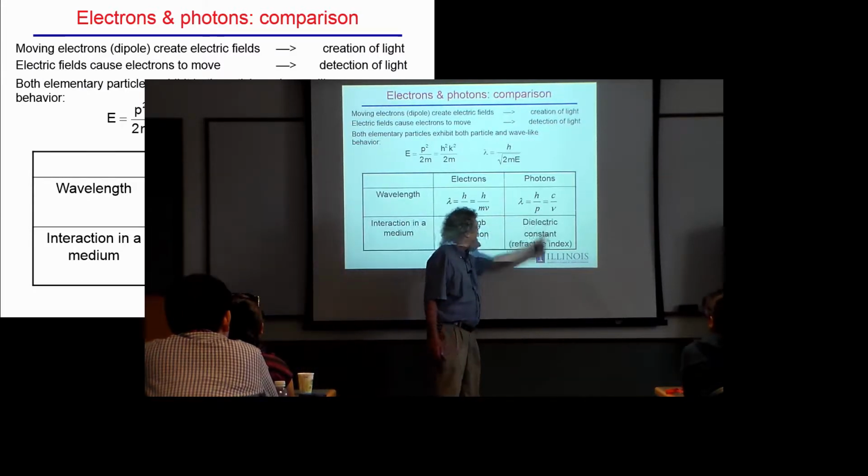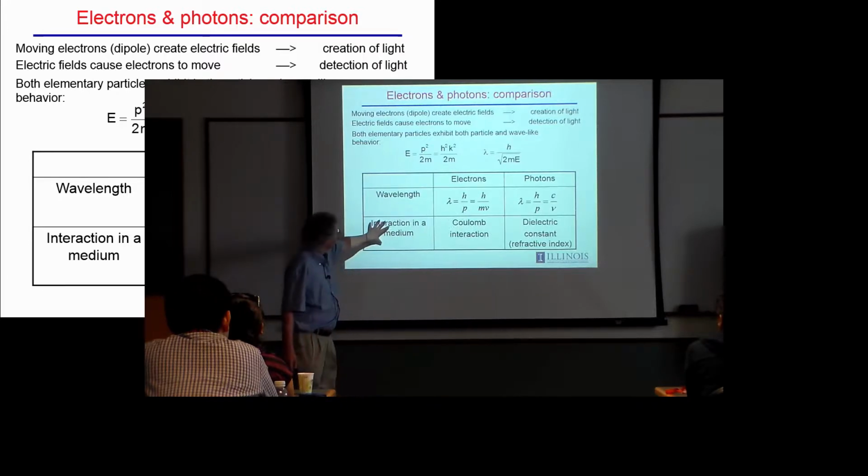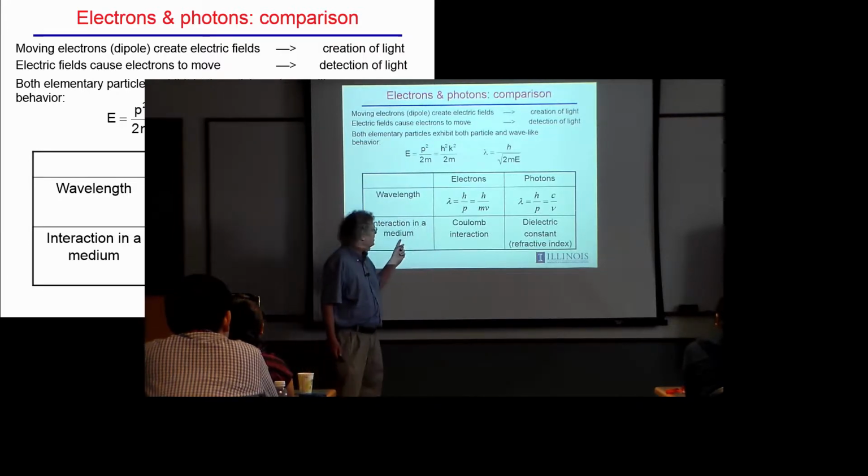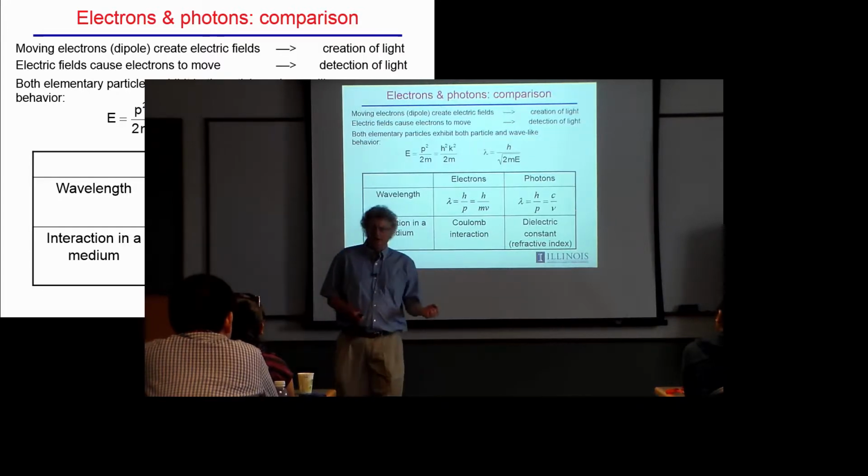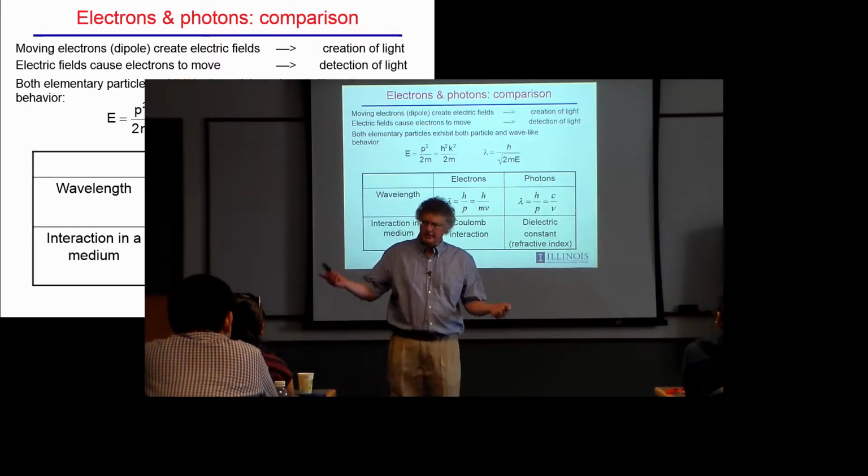C over nu, where nu is the frequency. If we talked about how electrons interact in a medium, this would be the Coulombic interaction. That is to say, we have a wire. We put an electron down a wire. What's the next electron going to do? Well, it's going to be repelled by that electron.